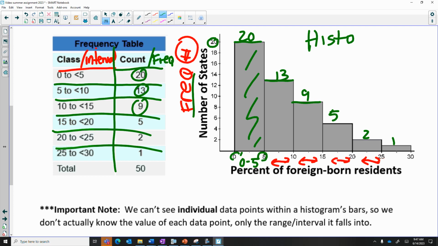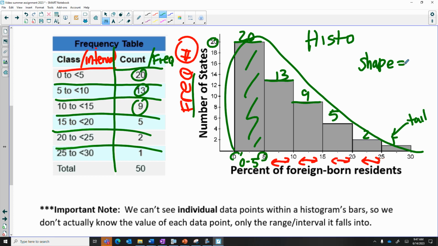So what's nice about a histogram is you can easily see the shape of the distribution, and the shape of the distribution of this is, can you guess? The tail is on the right, so it is skewed right, with most of the data lying between the 0 and 5% mark, right? But you can't actually tell what the actual data is for each state. So that's what it says down here.